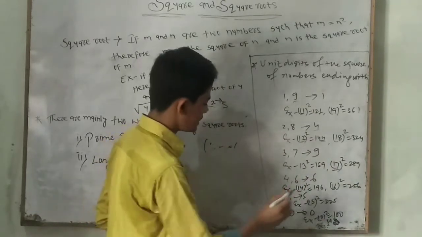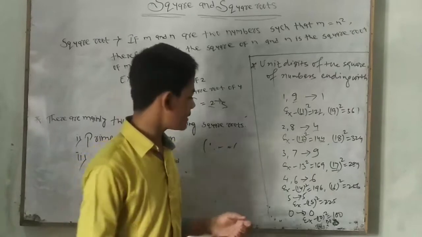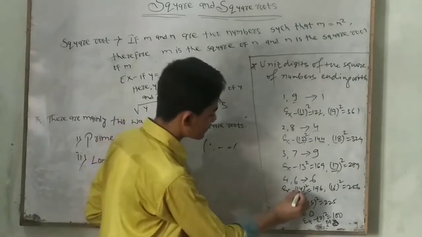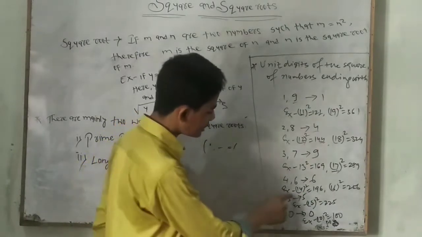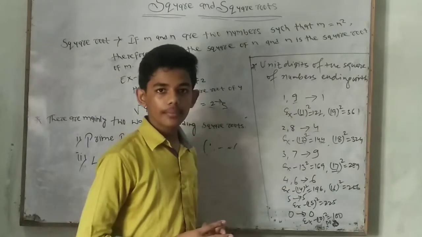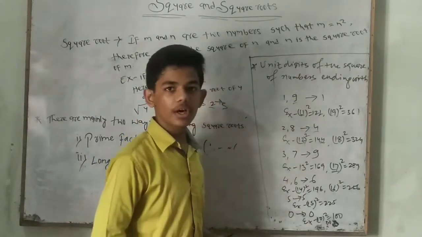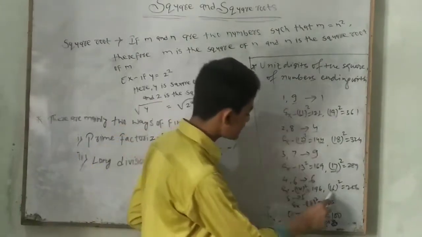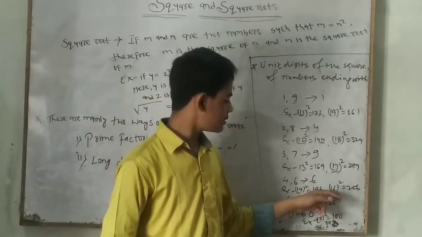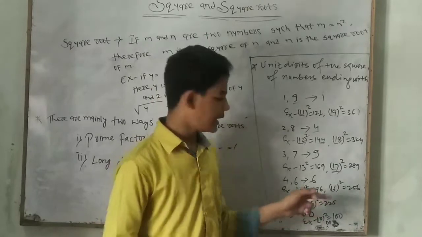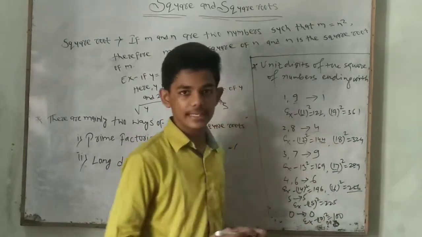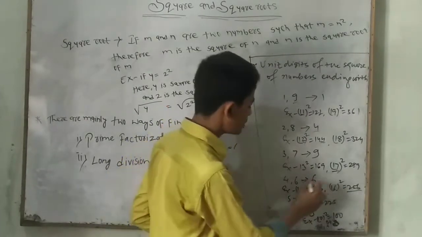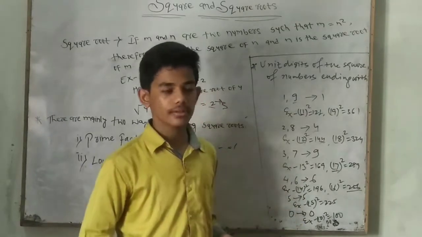Now the next is 4 and 6. When there are 4 and 6 at the unit place of the question, then in the answer the unit place will be 6. For example, 14 is the number, and at the unit there is 4, and when it is squared it becomes 196, and in 196 there is also 6 at the unit place. And 16, at the unit place 6 is there, and when we square it the result is 256, and in the answer also the unit place is 6.